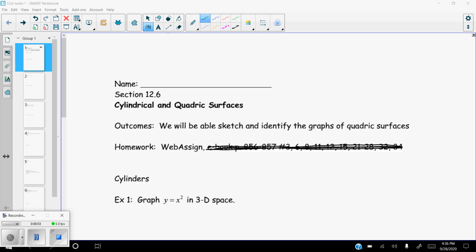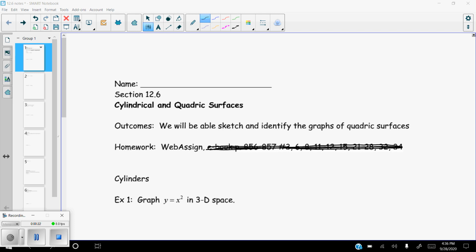All right, this is section 12.6, cylindrical and quadric surfaces. This one is definitely going to take a couple of videos at least. And outside of our last chapter that we cover in Calc 3, this is probably the one that's going to entail the most visual and spatial awareness.